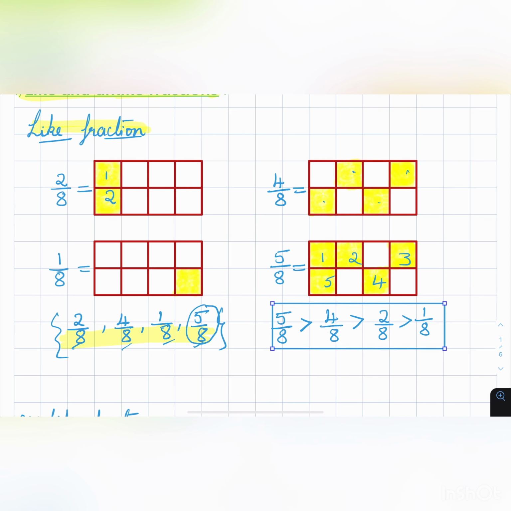From this, what can we understand? In like fractions, the fraction with the greater number in the numerator is the biggest fraction. And if the numerator is small in like fractions, then that is the smallest fraction. This is smallest, this is biggest or greatest in the given fractions. That's it. Now we will understand what unlike fractions are.